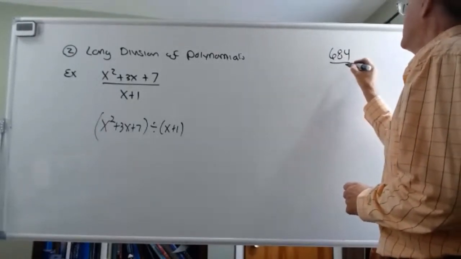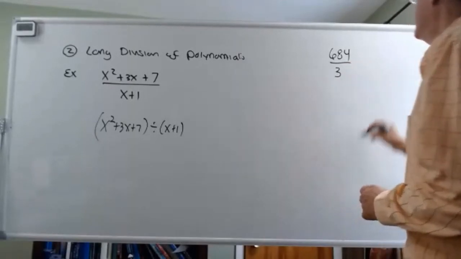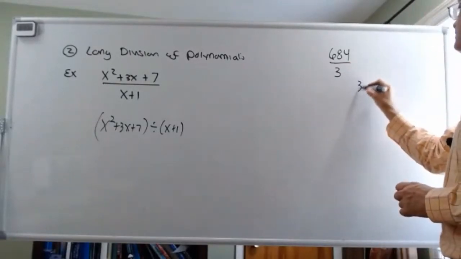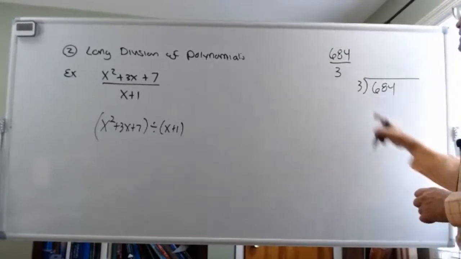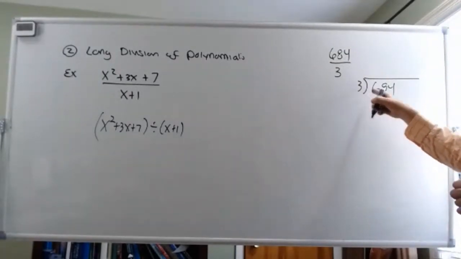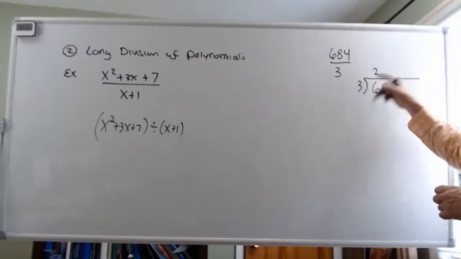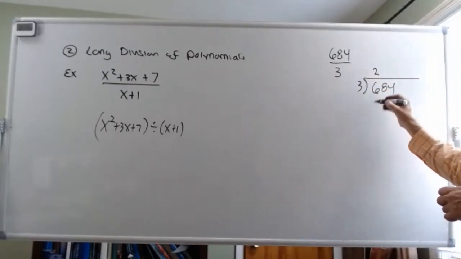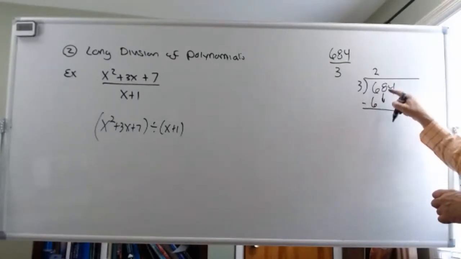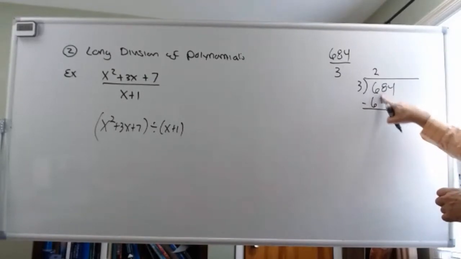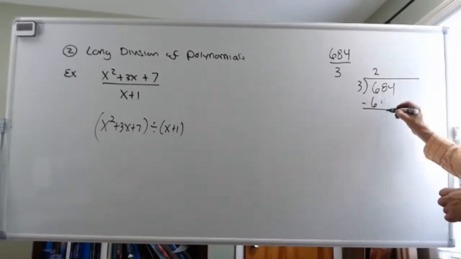If you had 684 divided by, say, 3, you set that up like this with your long division, 684. Okay, what do you multiply the 3 by to get a 6? You do that 2. Come here and you do that multiplication, and then you subtract. So that's gone, and you bring down that and subtract. Right, so in this case, you subtract and then bring down the 8 then.